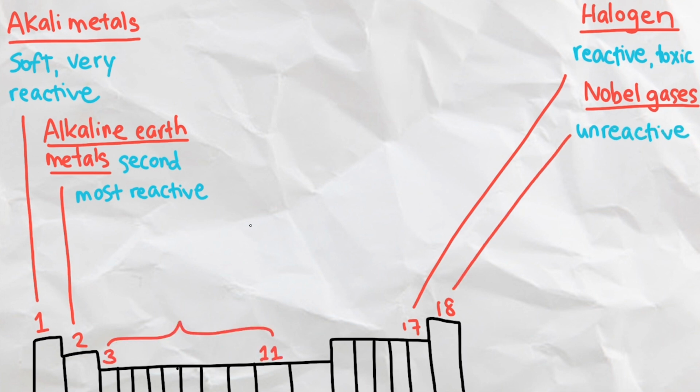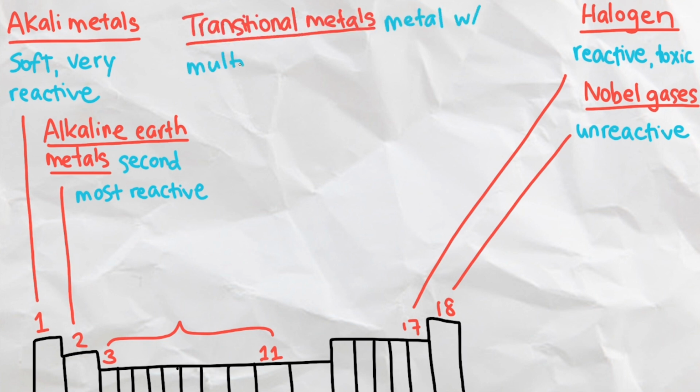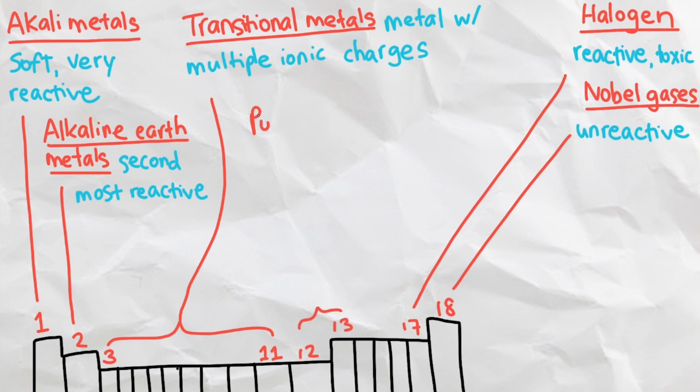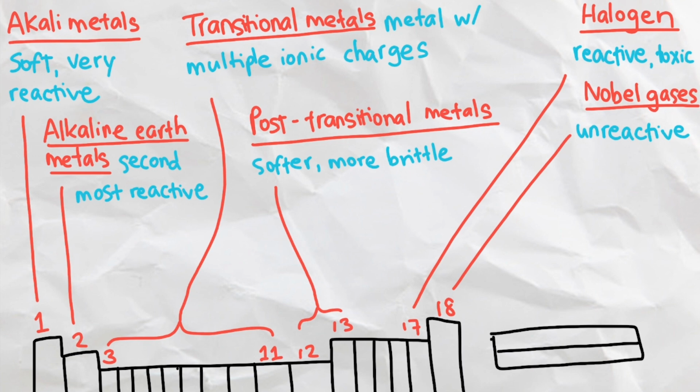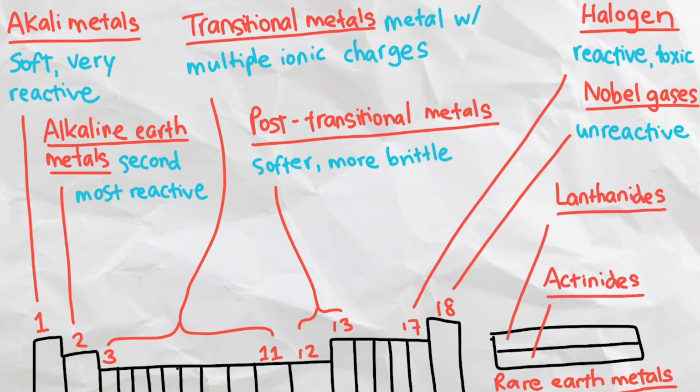For groups 3 to 11, we have transition metals, which are metals with often multiple ionic charges. In between the transition metals and metalloids, we have post-transition metals, which are softer, more brittle, and have lower melting points than transition metals. The 2 lines of elements at the bottom are rare earth metals, with the first row being lanthanides and second being actinides. Lanthanides are mostly used in alloys with other metals to strengthen them, while actinides are radioactive and mostly human-made.